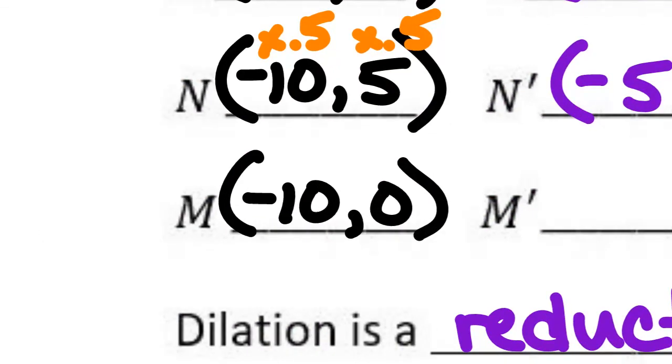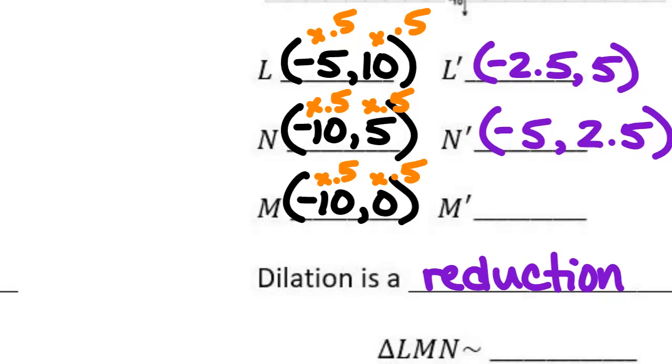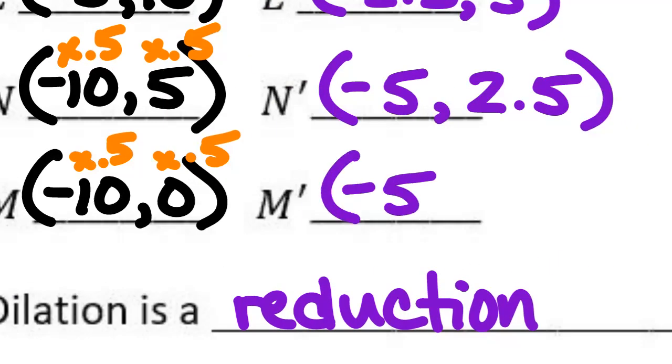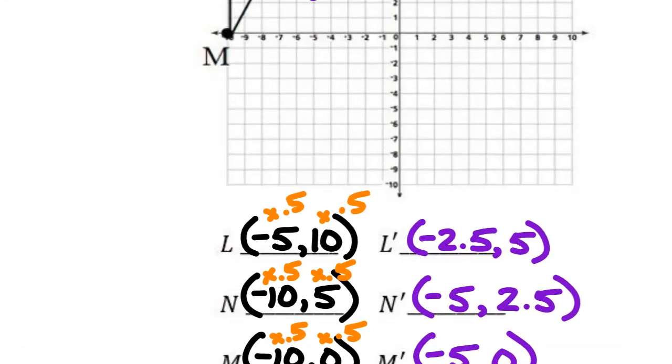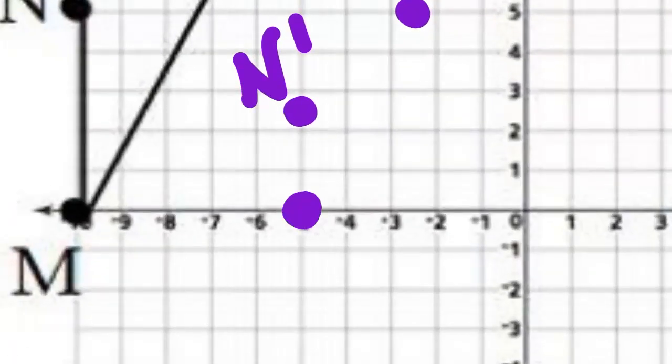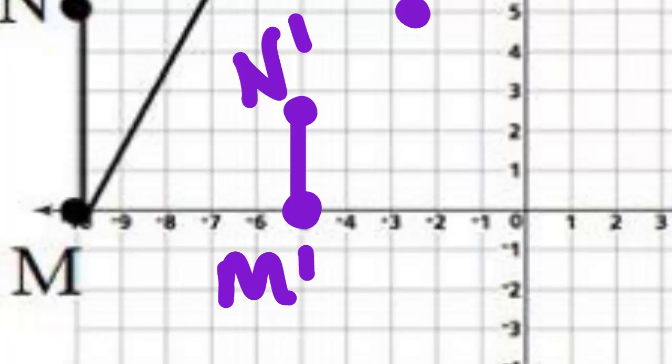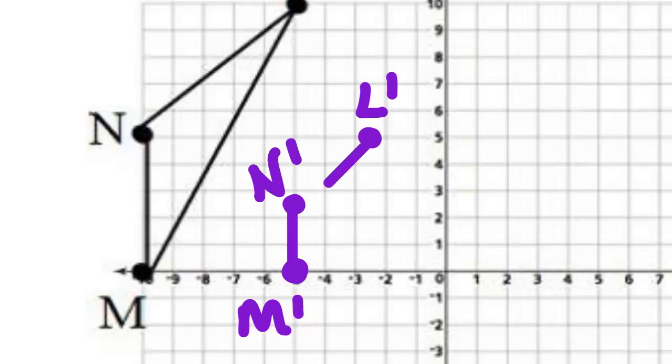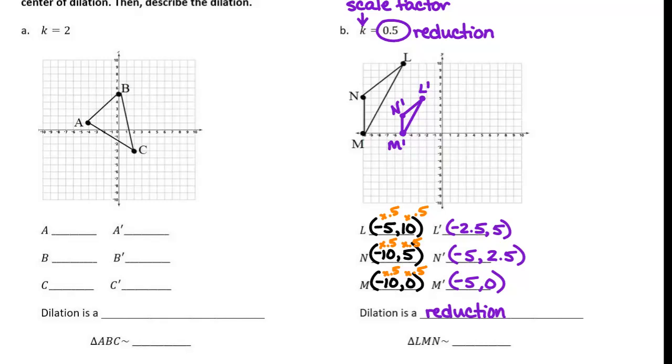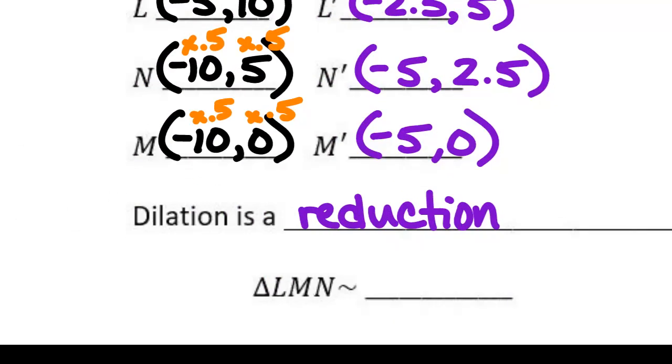And then what about for M? What is that transformed point going to be when I multiply both the X and the Y by 0.5? -5, 0. So right here is my M prime. Then I grab my straight edge and I connect those points to make my dilated triangle. And I would say that triangle LMN is similar to triangle L prime, M prime, N prime.